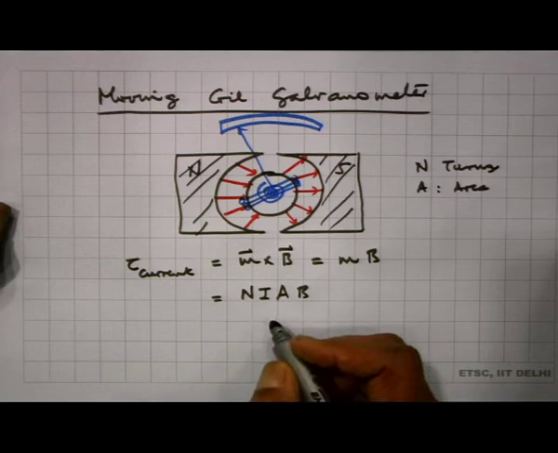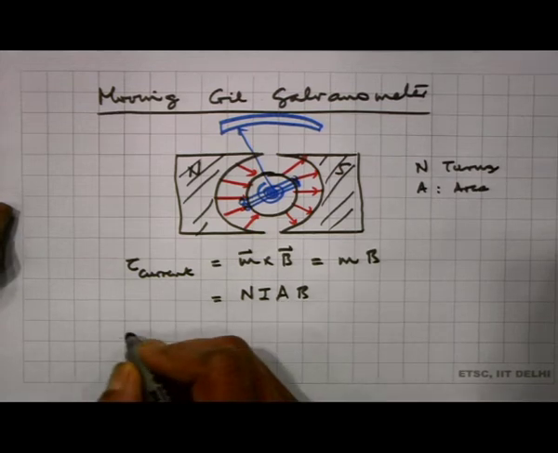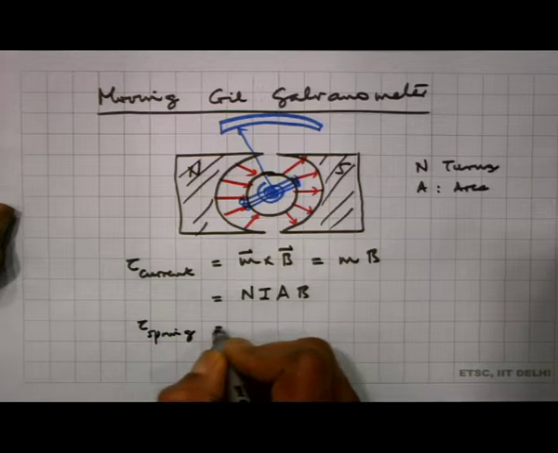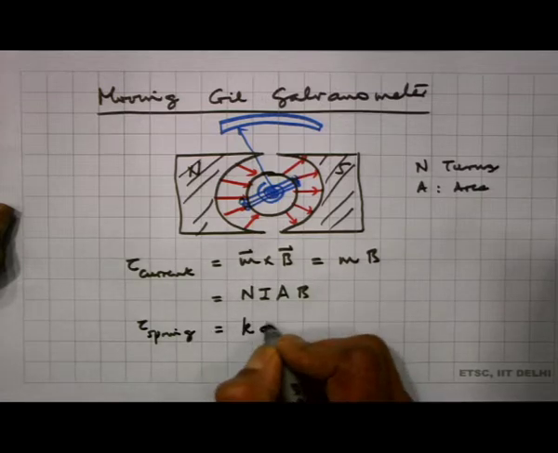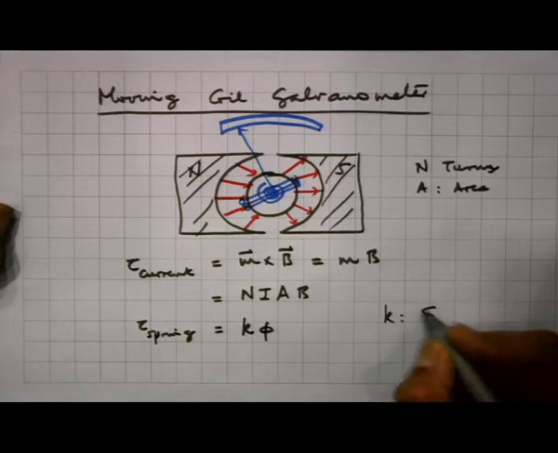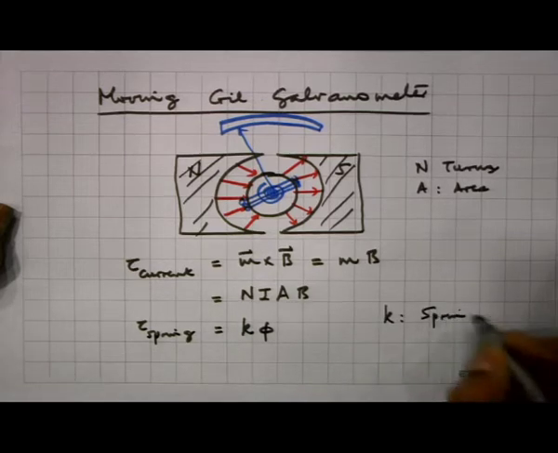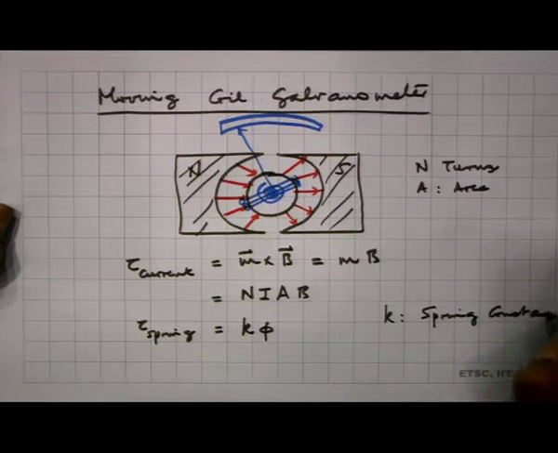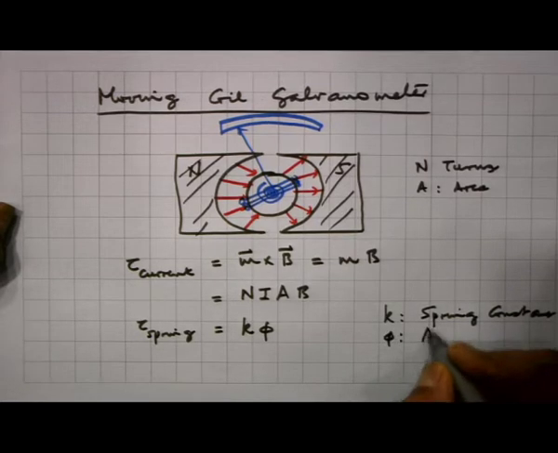Now, the spring has its own spring constant. So, I can write the torque due to the spring, which is equal to some constant times the angle of rotation. So, K is the spring constant, and phi is the angle of rotation.